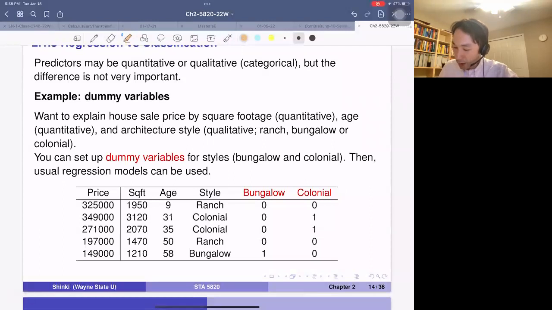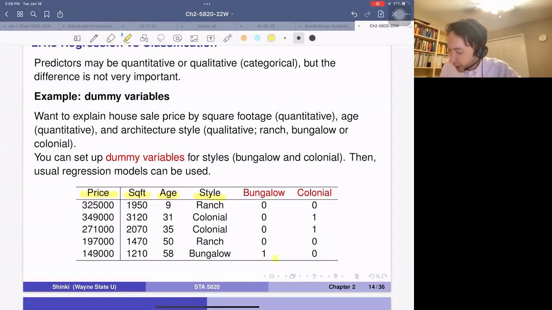So okay, this is a data set for predicting the price of houses. The data set includes price, square footage, age, and the style of the buildings. Price is a continuous variable, basically. So we can make, for example, a linear model to explain price by square footage and age. But also we can include style as a predictor by setting up so-called dummy variables.